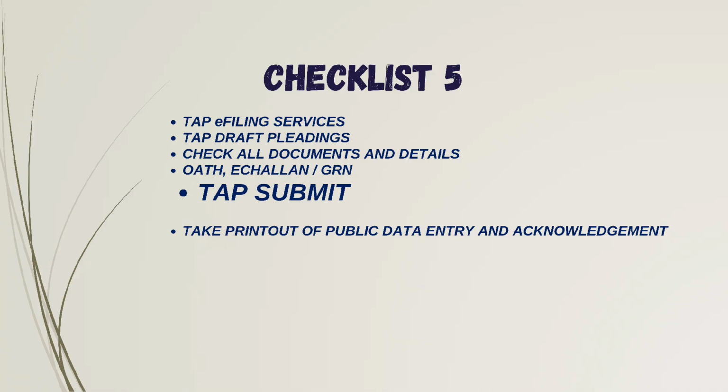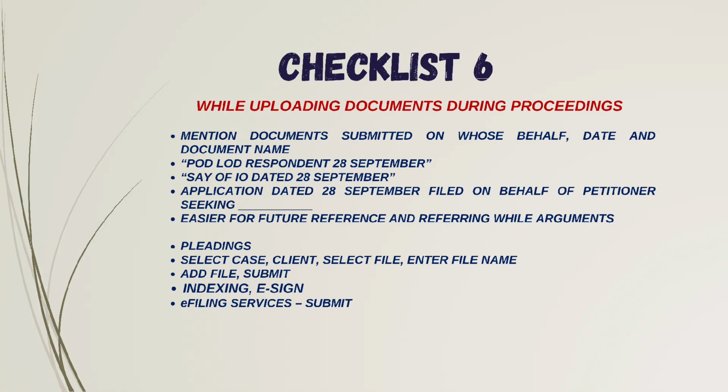And after this, take a printout of public data entry and acknowledgement from the case filing. Checklist 6. It is about procedure during ongoing proceedings. That means the trial or the proceedings are going on.